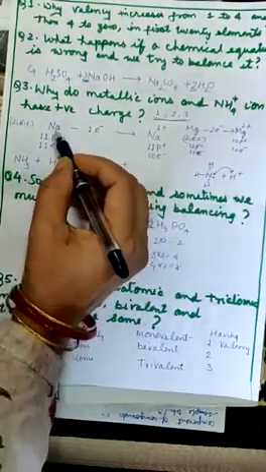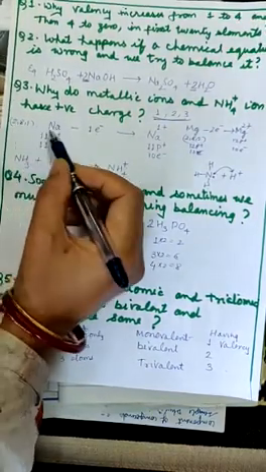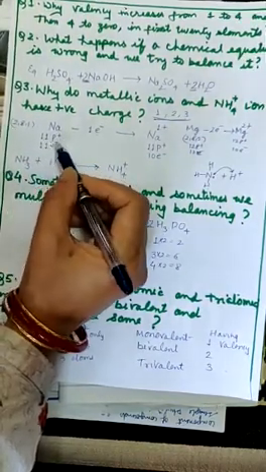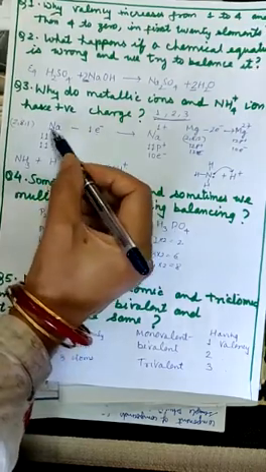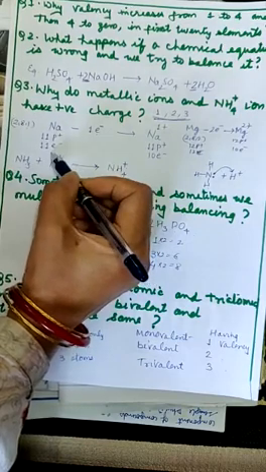How? See here. Sodium, electronic configuration 2 8 1, atomic number 11, so it has 11 protons and 11 electrons. That's why it is neutral. Atoms are neutral for having the same number of protons and electrons.